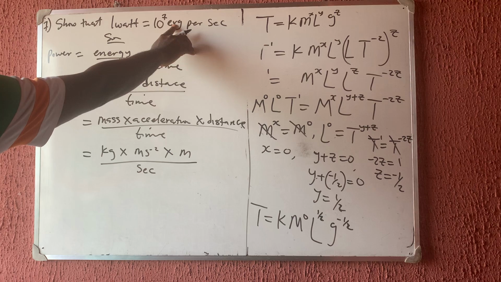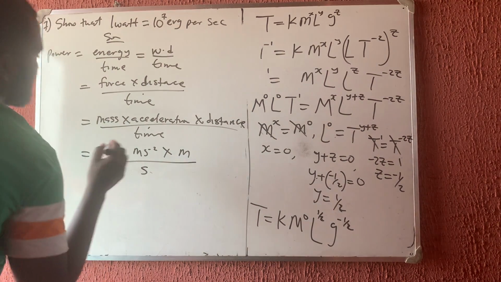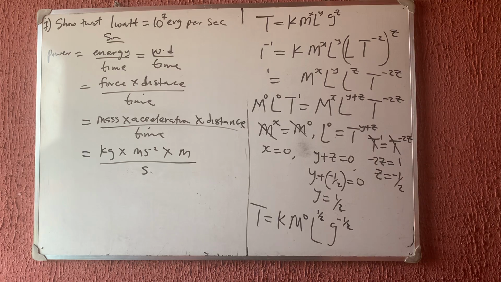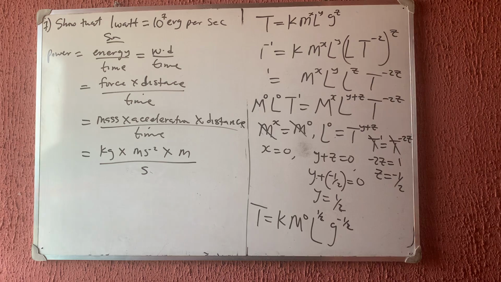To convert to erg now, the only problem we have is that erg is made up of gram and centimeter and not kilogram. Gram and centimeter. So once we have that, what do we do? Let's convert to gram and centimeter.